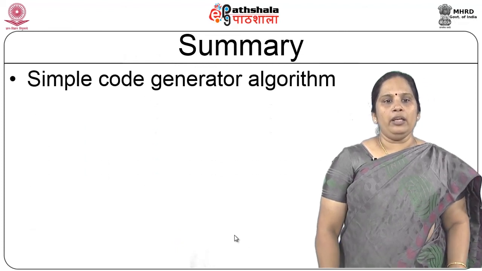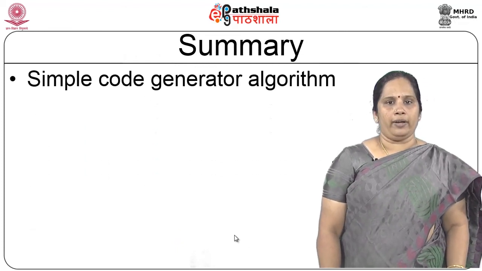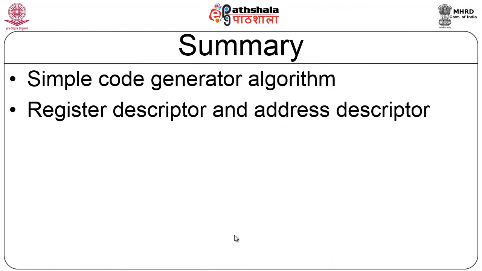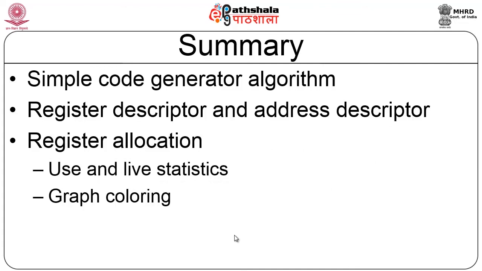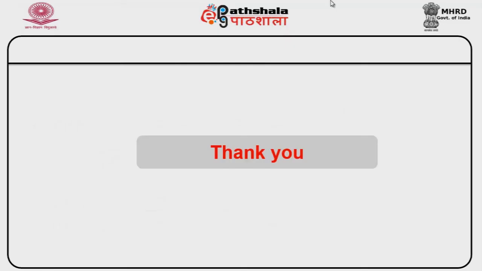In summary, we have seen the simple code generator algorithm where we have used two data structures, the register descriptor and the address descriptor, and we have also looked at register allocation, which uses the use and live statistics as well as the graph coloring approach.